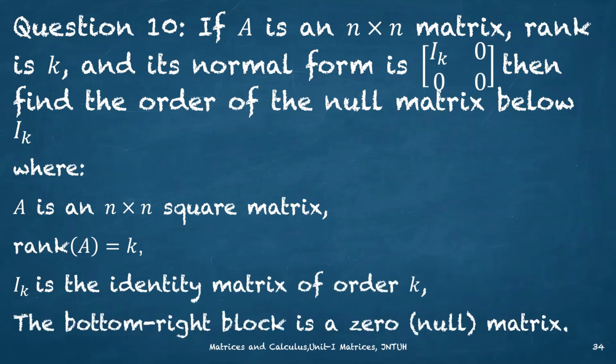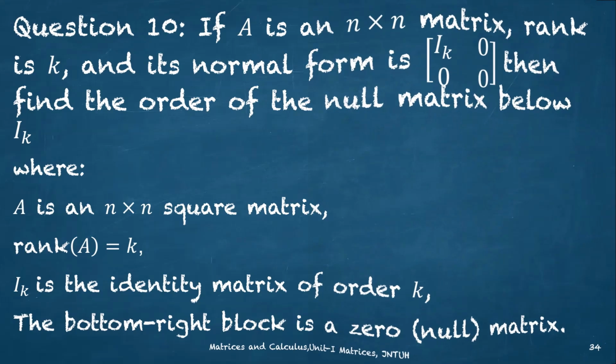Question 10. Find the order of the null matrix below I sub k. In this question, we are given that A is an n by n square matrix and its rank is k. The matrix is reduced to its normal form, which looks like a block matrix. The top left block is the identity matrix I sub k, and the bottom right block is a null matrix, or a matrix filled with zeros.